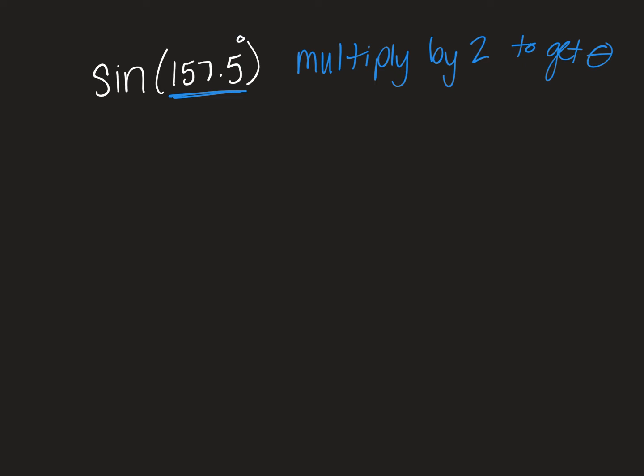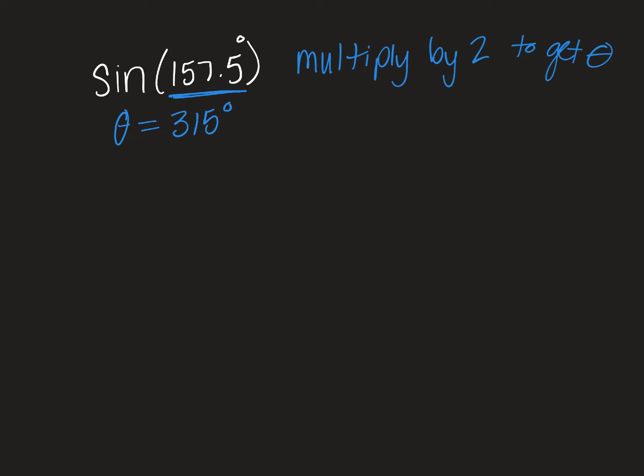You're always going to take whatever angle measure they give you and multiply it by 2 to get the theta that you will plug into your problem. So, what is 157.5 times 2? All right, so we're saying that theta is 315.